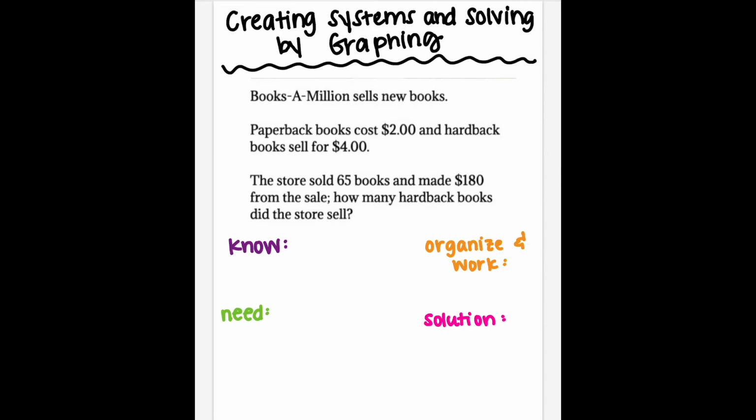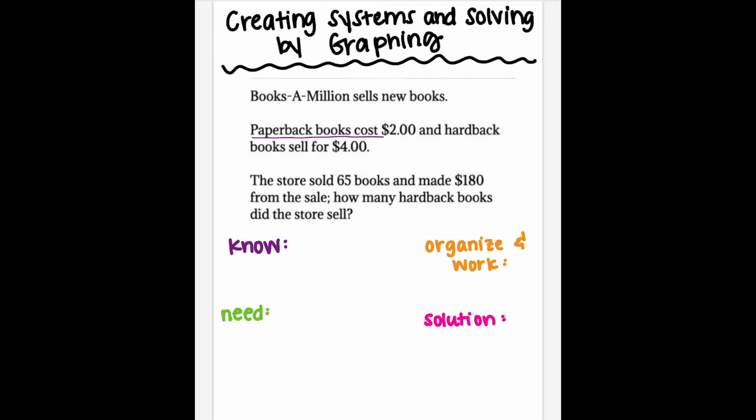With this example, we have a word problem where Books A Million sells new books. Paperback books cost $2 and hardback books sell for $4. The store sold 65 books and made $180 from the sale. How many hardback books did the store sell? So from here, we're going to stop and take a look at things that we know from this given information, and then look at our question and really write out in detail what we need to find.